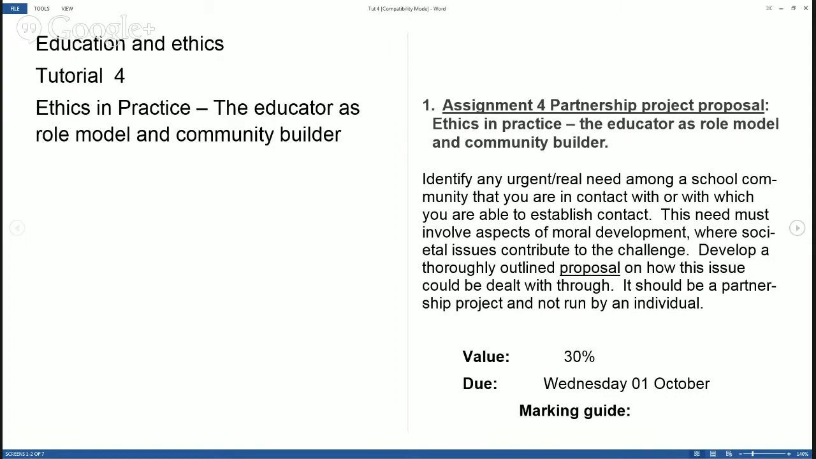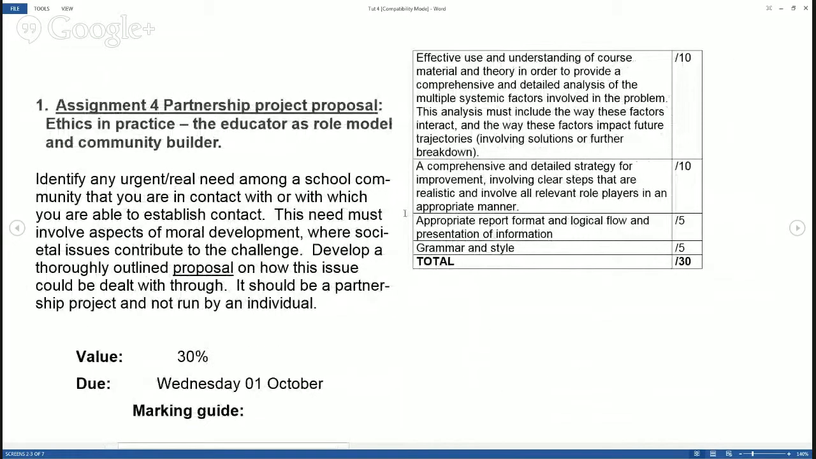And then you must develop a thoroughly outlined proposal using a formal proposal approach and how this issue could be dealt with. And it should be a partnership project, not run by an individual. So let's go look at the rubric, and that'll give you a bit more guidance, and then we'll look at some specific aspects, further guidance.